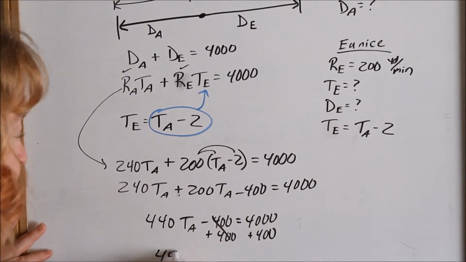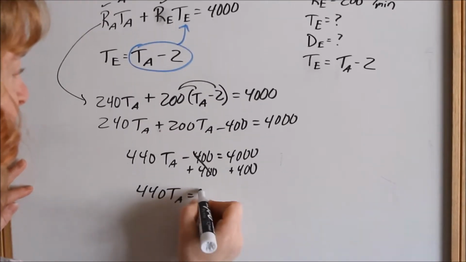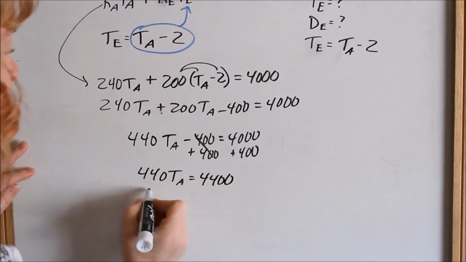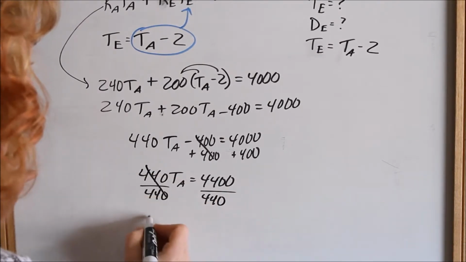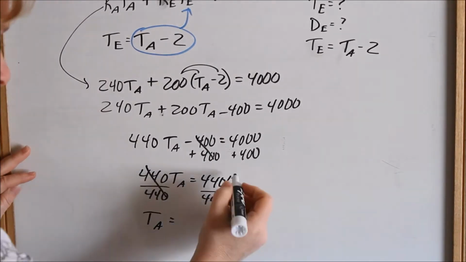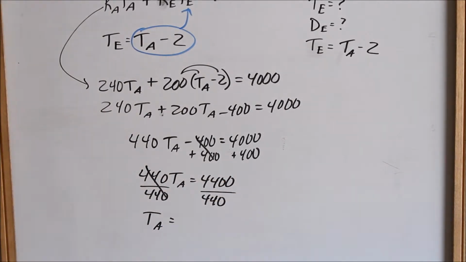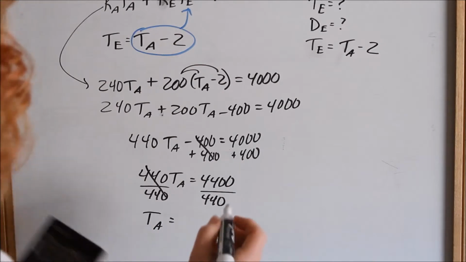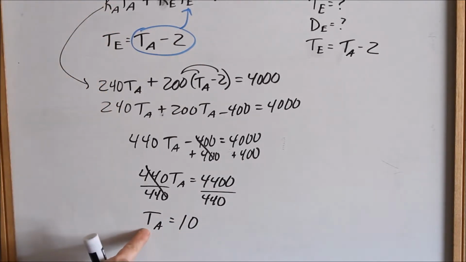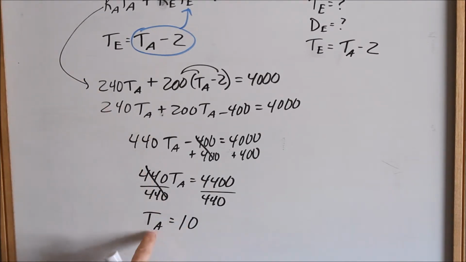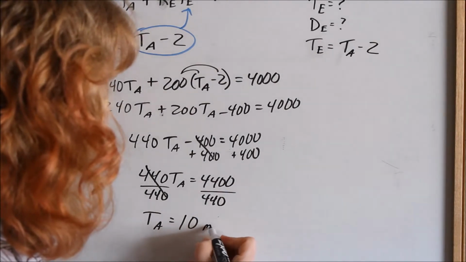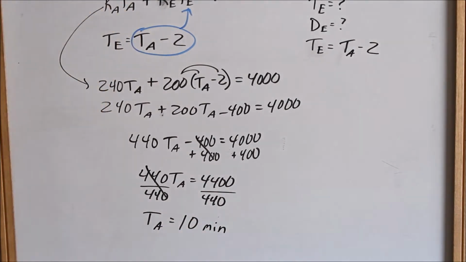So I have 440 TA equals 4,400. Divide both sides by my 440. That goes away. Those zeros cancel. That should be 11 or 10. Yeah, just making sure. 10. And we're dealing with the time, Amos's time. And if we look at all of our units, everything was in yards and minutes. So therefore, this time should be in minutes. So Amos's time is 10 minutes.